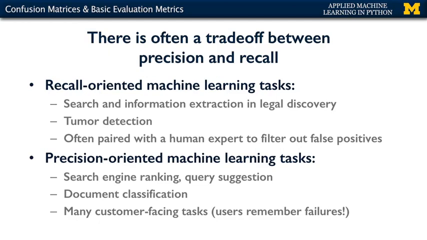Many customer-facing machine learning tasks, as I just mentioned, are often precision-oriented, since here the consequences of false positives can be high. For example, hurting the customer's experience on a website by providing incorrect or unhelpful information. Examples include search engine ranking and classifying documents to annotate them with topic tags.